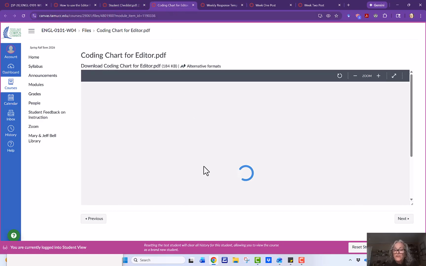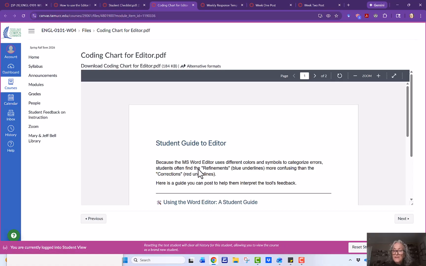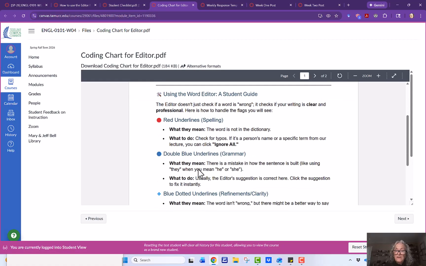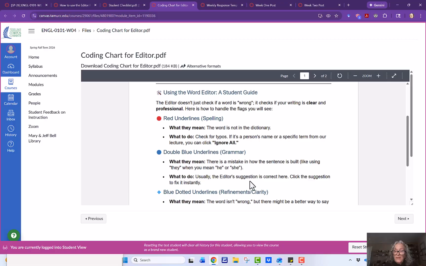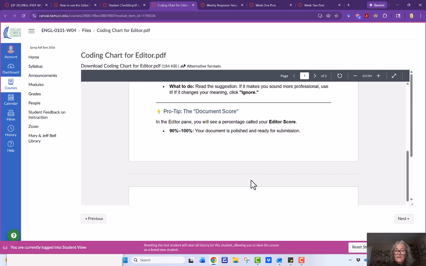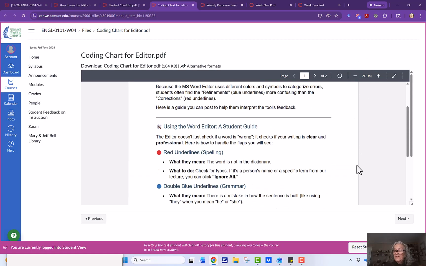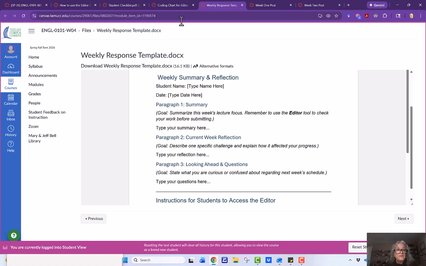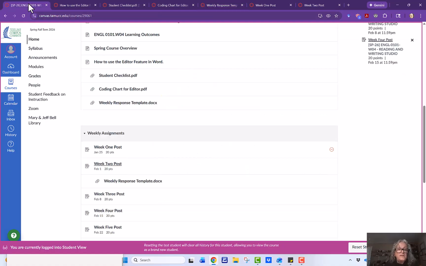Coding chart for editor. Well, you're going to get some funky things when you use editor. Here's what they mean. And then you'll get an editor too. You have a little sidebar here with suggestions on it. Okay? And again, here's the template. So that's what we're going to be doing.